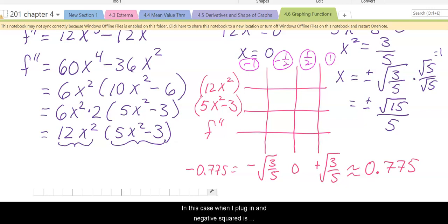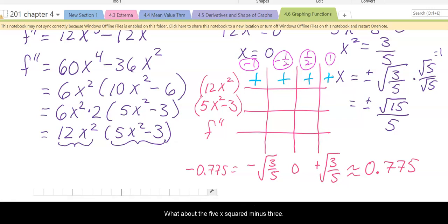In this case, when I plug in, a negative squared is going to be positive. In fact, if I think about it, no matter what I put in for x, when I square it, it becomes positive, and times a positive 12 is positive. That means that entire first row is positive in all cases except when it's 0.